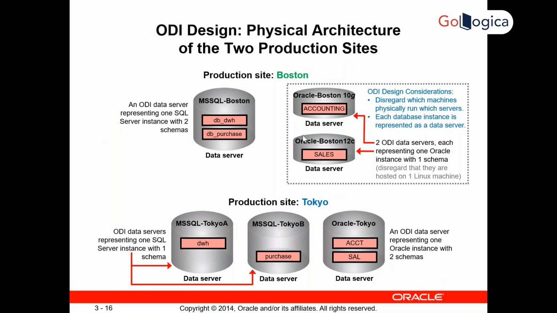MS SQL, only one. And for Oracle, how many data servers are required in Boston? Two, because one is a 10G database and another one is a 12C database. Okay, understood, Prem.